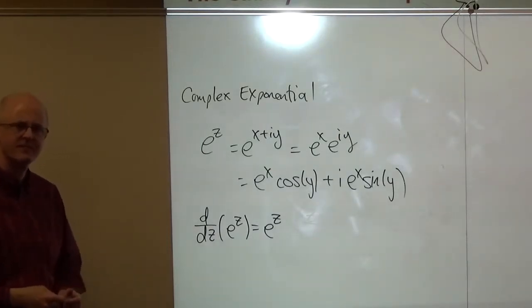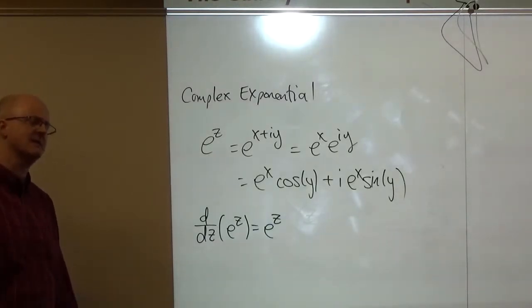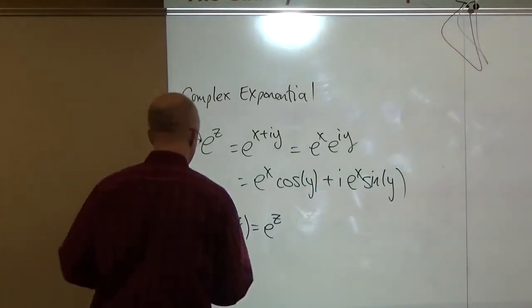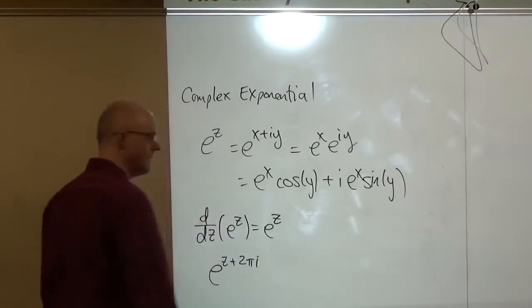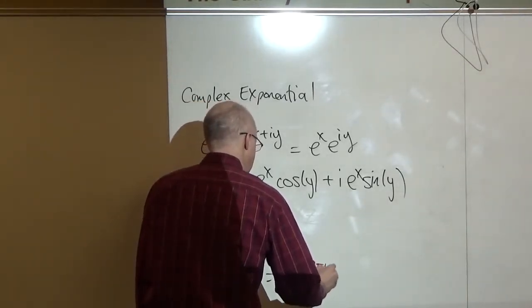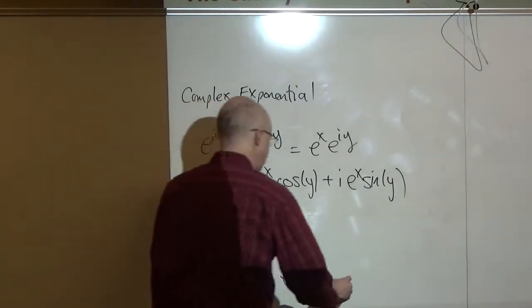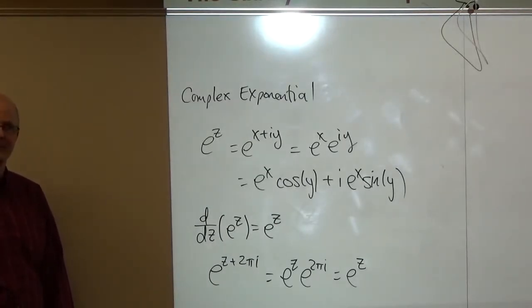I also did mention, maybe about 4 or 5 lectures ago, that it's actually periodic. But the period is not a real number. The period is a purely imaginary number, periodic with period 2 pi i. Give me any z, plug in z plus 2 pi i. Use the property of exponents, which we know also holds. And use the fact that e to the 2 pi i is 1. This is the same as e to the z for any z. It's periodic with period 2 pi i.